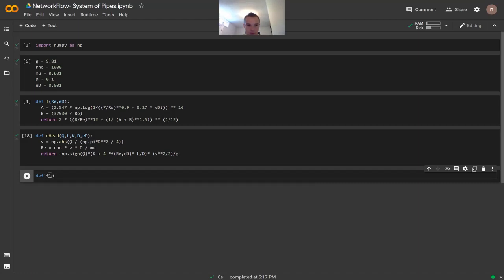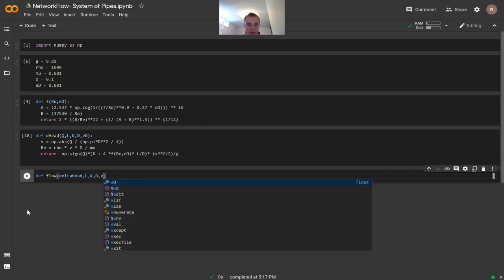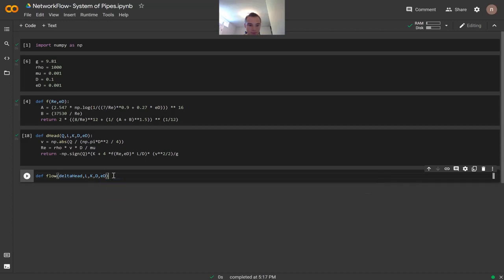So we'll just call this function flow because it's going to be calculating flow, and we know it's going to be taking in our delta head. But since this function is already called dHead, we need to call our delta head something else. So we're just going to call it deltaHead, with the second capitalization, as I always do. And then we also know that this will take in our length, our value of fittings, our diameter, and it's also going to take in our relative roughness, ED.